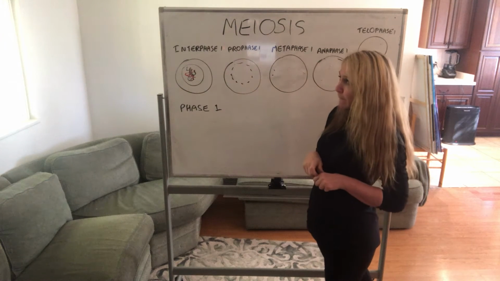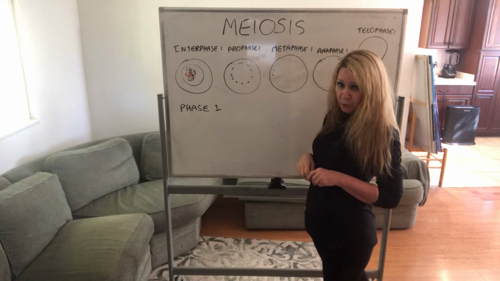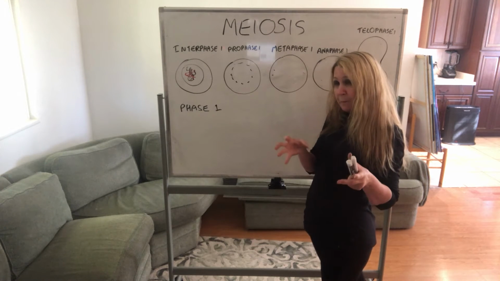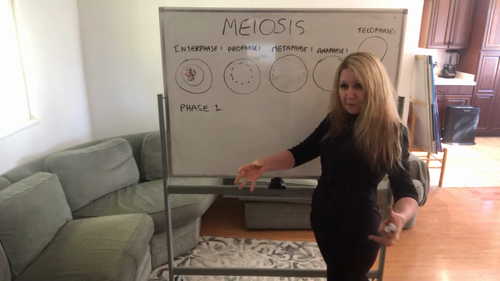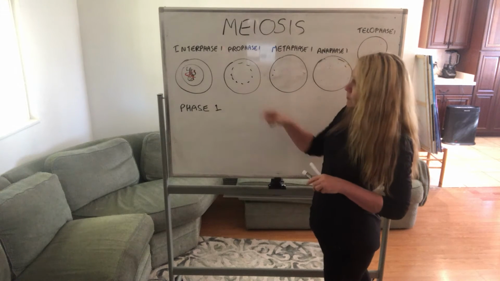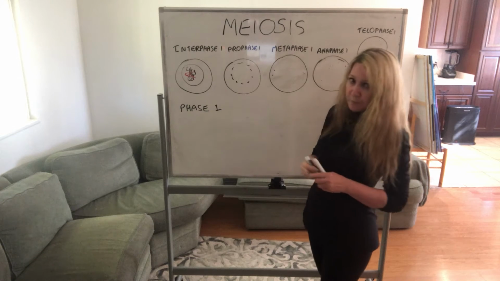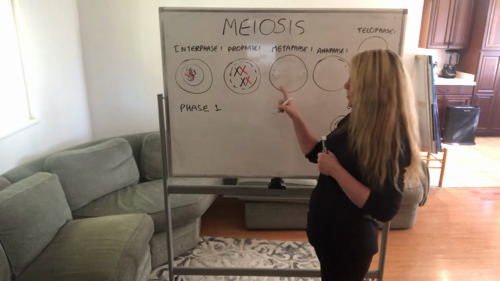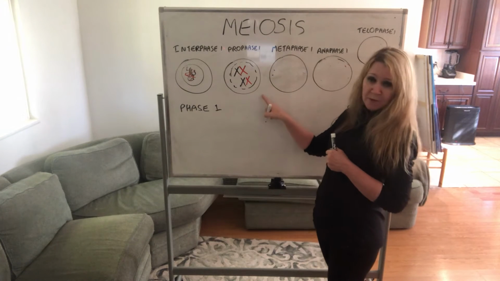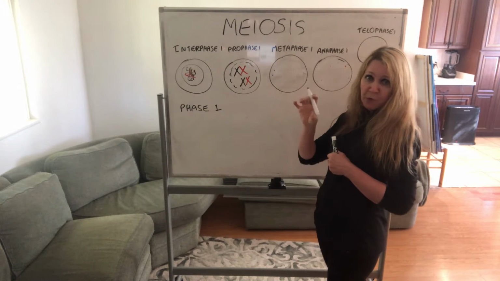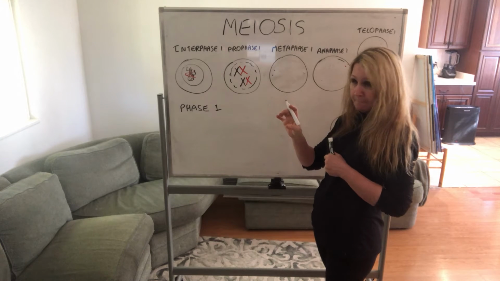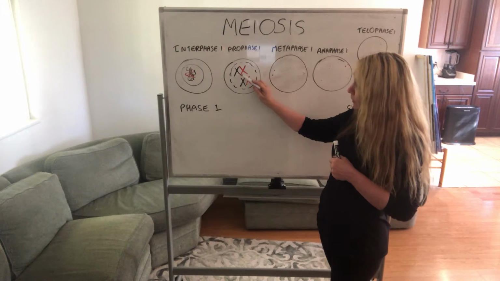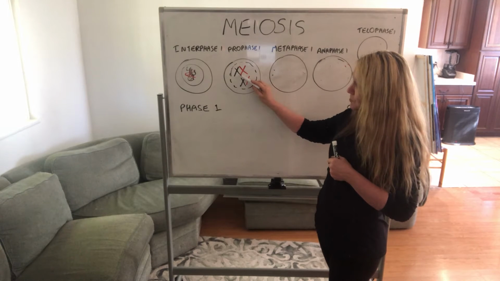Interphase 1, we're starting off with chromatin. This is the form of DNA that looks like a bowl of spaghetti, so it's just loosely packed DNA. Prophase 1 now, we're going to form chromosomes. Chromosomes in meiosis, in prophase 1, form pairs. All right, so they pair up. And sometimes when they pair up, they exchange parts of their DNA.